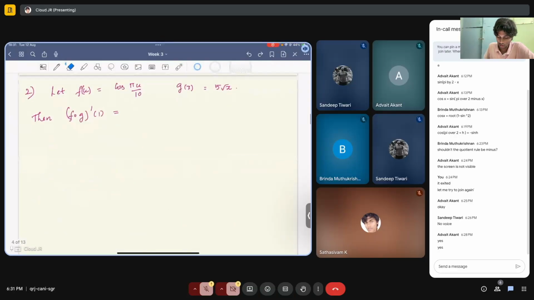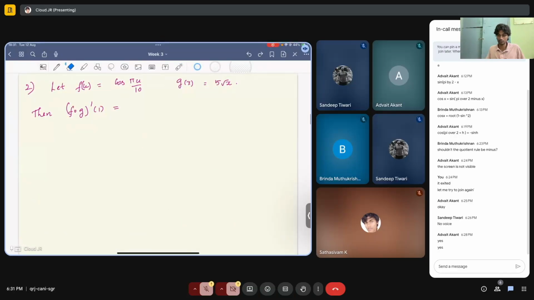Okay, let's go to another question here. This is an interesting one. Here you have f of u is cos of pi u by 10, and g of x is 5 root x. Now what you want to do is take the composition of these two, find f composed with g, then take the derivative of that and evaluate at 1. Okay, so let's do it.